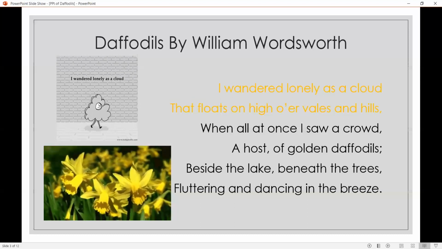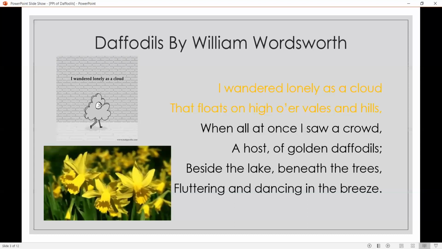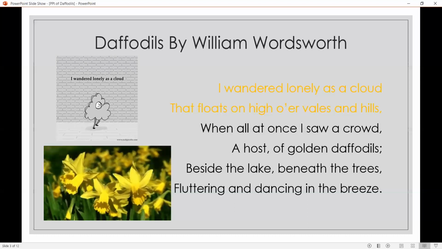See how rhythmic the lines are, isn't it? Only if you pause wherever the punctuation is, you will definitely be able to read and enjoy the poem. Now, what is the poet trying to tell us? In the first two lines, I wandered lonely as a cloud. Now, what exactly does wandering mean? Wandering is to roam around or to just walk aimlessly without knowing your destination. Just walking only with yourself.